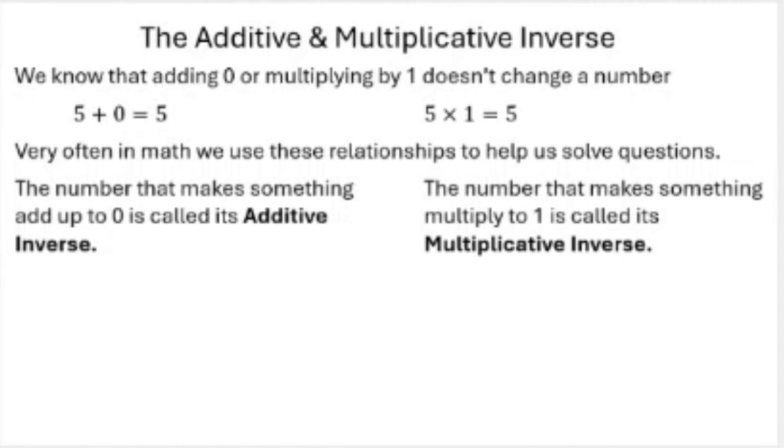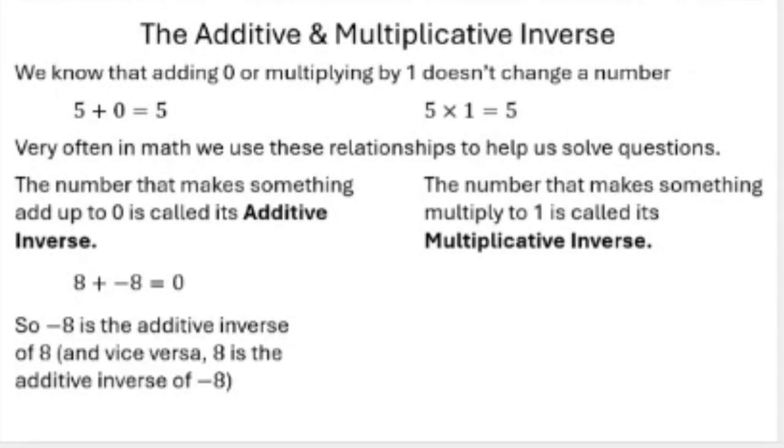Okay, so the number that makes something add up to 0 is called its additive inverse, and the number that makes something multiply to 1 is called its multiplicative inverse. Additive inverse is pretty easy. It's just the negative, right? What do you add to 8 to get 0? You add negative 8. So negative 8 is the additive inverse of 8, and vice versa, 8 is the additive inverse of negative 8. Why? Because you add them together and you get 0.